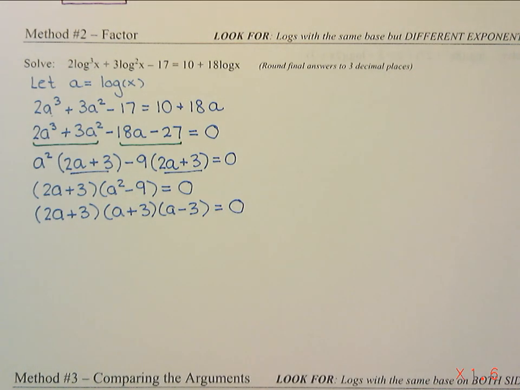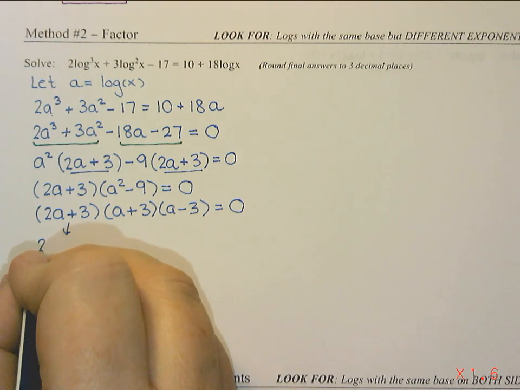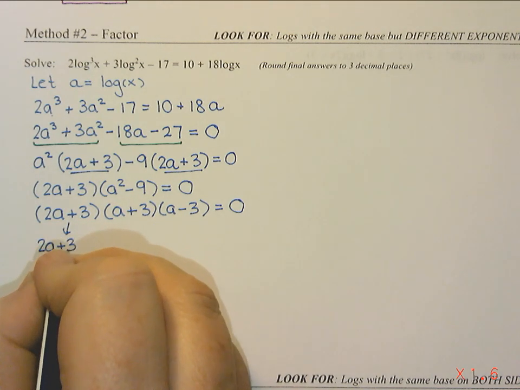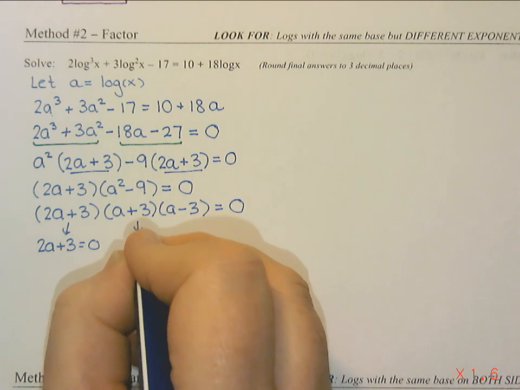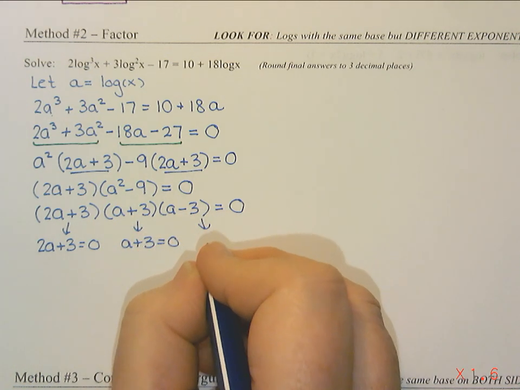So from here, we're going to take each bracket, set it equal to 0. So 2a plus 3 equals 0. a plus 3 equals 0. And a minus 3 equals 0.